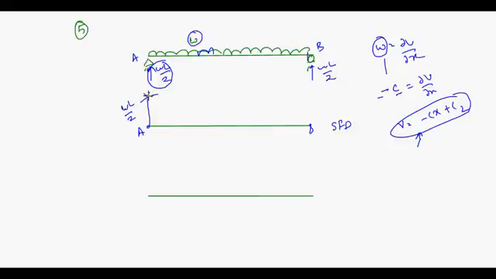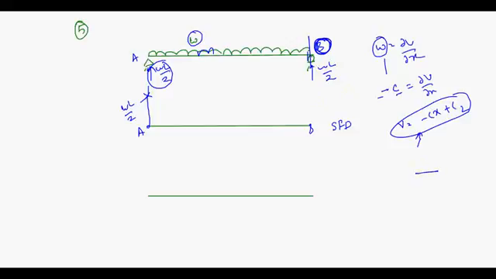You have three possibilities, isn't it? Now all depends on the value of shear force at point B. Everything depends upon the value of shear force at point B. What is the value of shear force here?